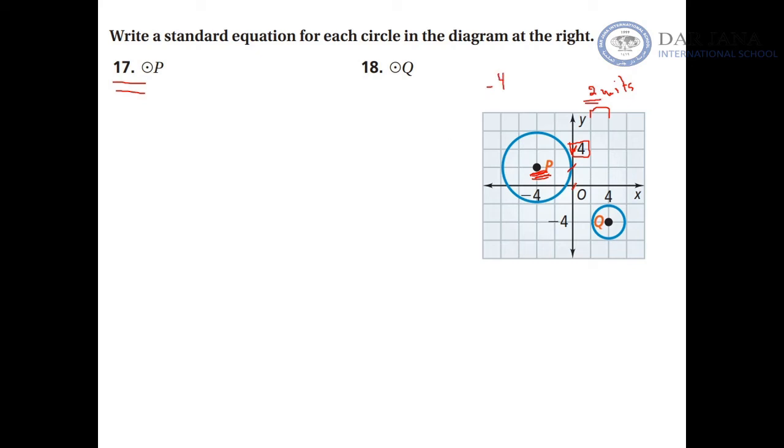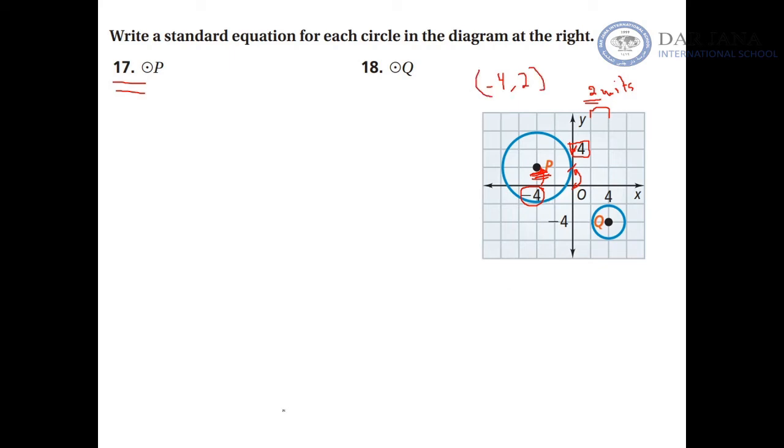Because remember, every square is 2 units, so 2 to the left means negative 2 with another negative 2, so it is negative 4. And one step up, one square up, means 2 units. So the coordinates are negative 4 and 2.